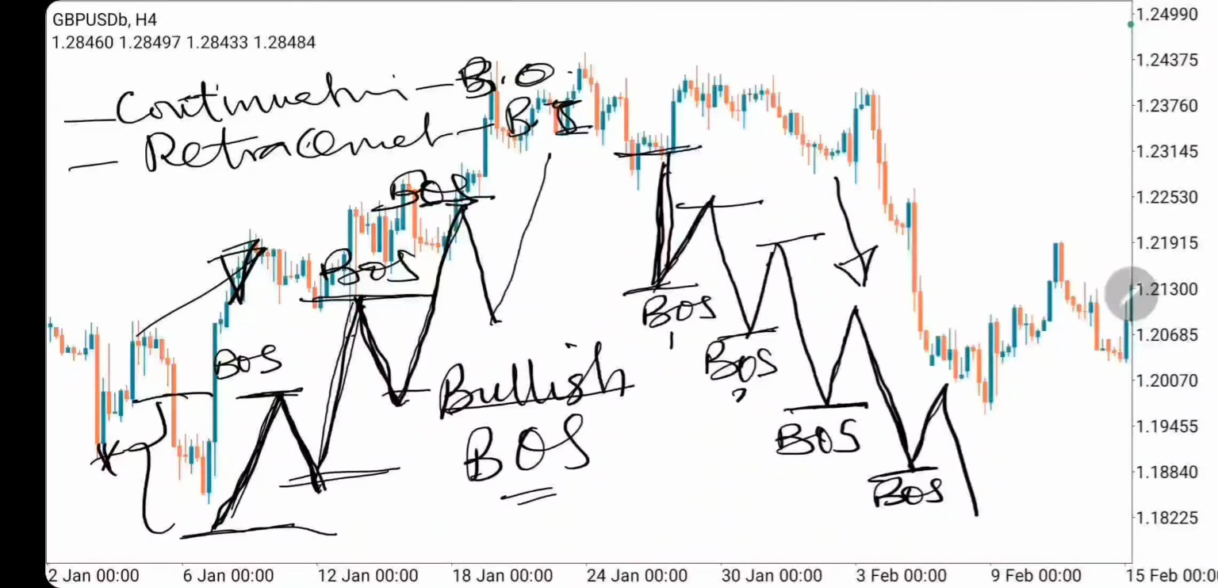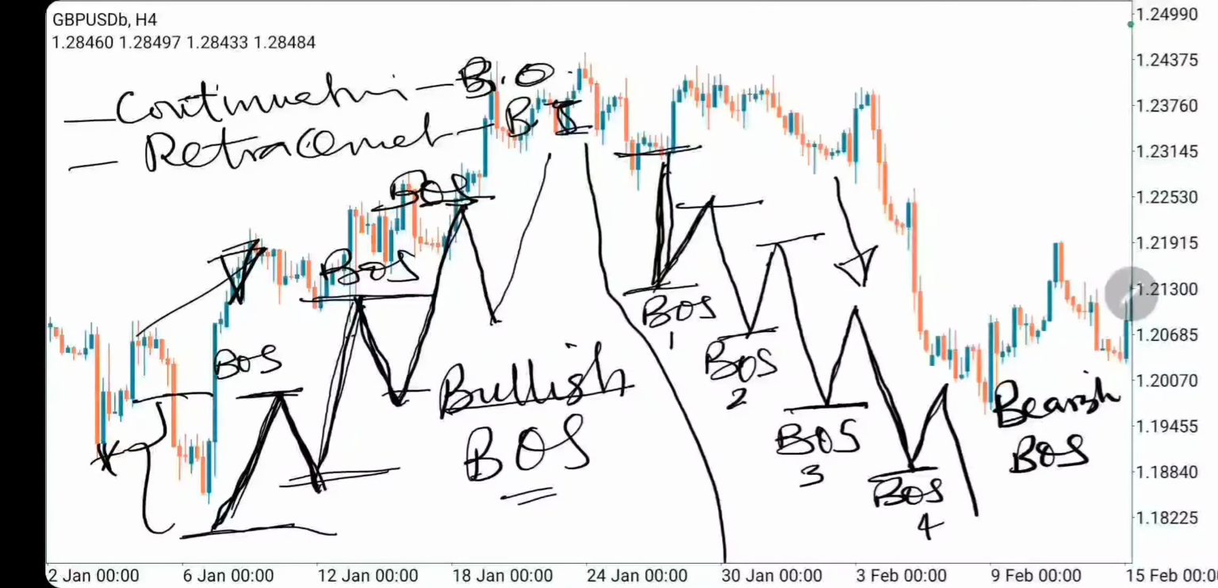This is number 1. This is number 2. This is number 3. This is number 4. So this is a bearish break of structure. All right. So you have seen the difference between the bullish and the bearish. This is a bullish break of structure.